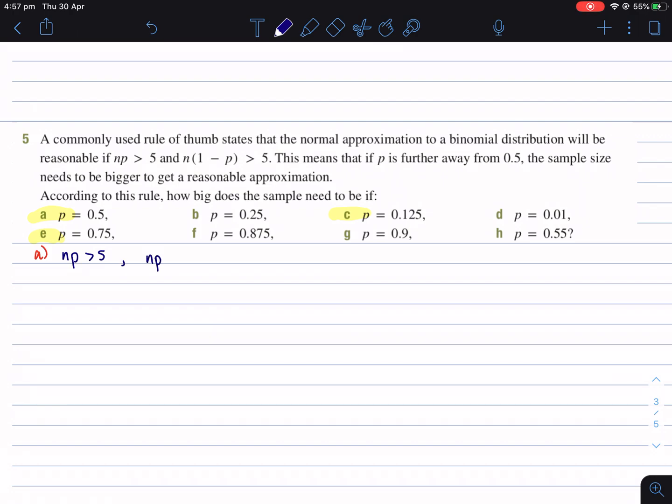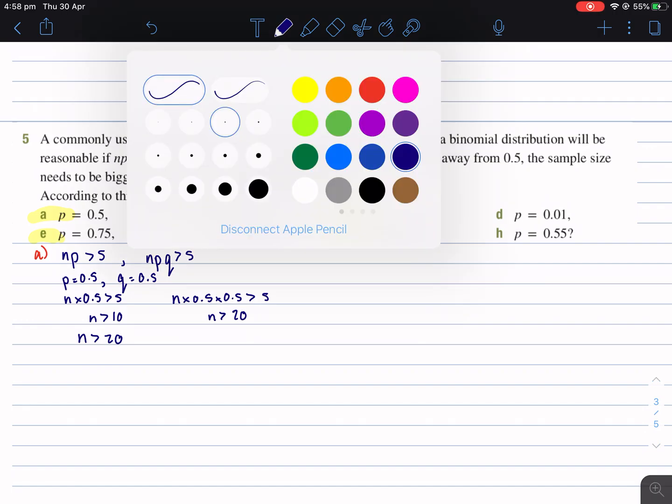So here np has to be greater than 5. npq has to be greater than 5. So p equals 0.5, q equals 0.5. So n times 0.5 has to be greater than 5. So n should be greater than 10. npq, so n times 0.5 times 0.5 has to be greater than 5. So n has to be greater than 20. You just go with the most exhaustive response.